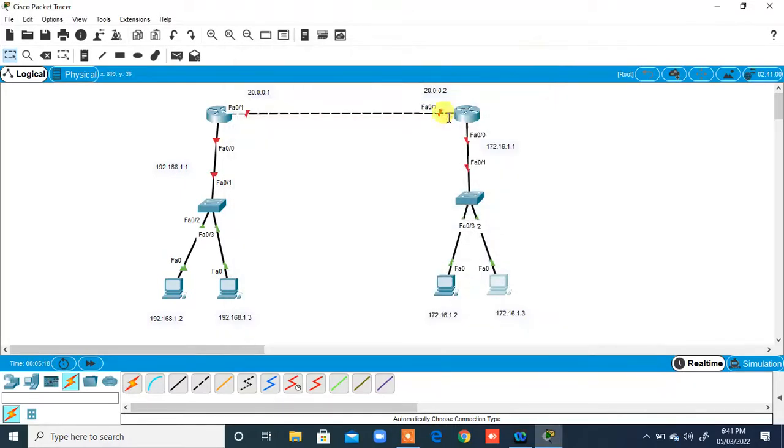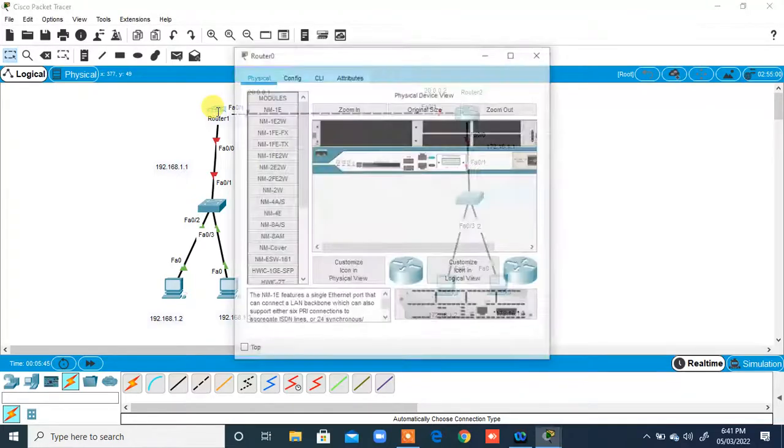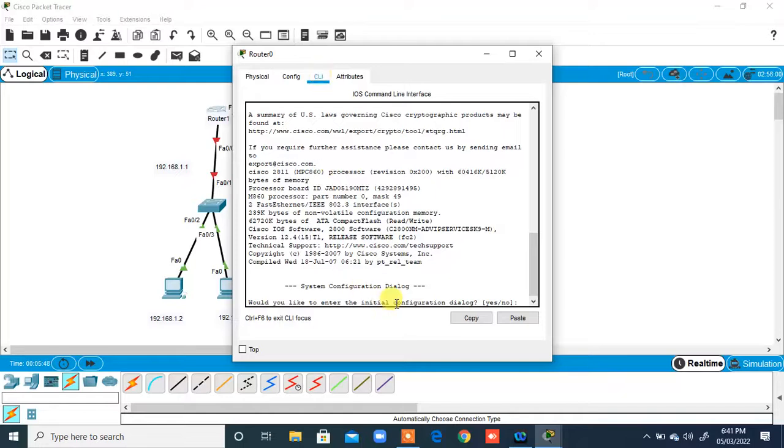Now let us go to this router configuration. So let me just make this router as router 1, right? So this is router 1 and I am going to take this as router 2. This is router 2. Right. So I'll go to this. I'll go to the CLI command.